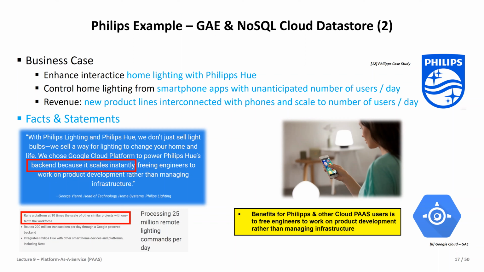This is there. On the other hand, you see Philips Hue is very popular. Does someone maybe have some of these devices at home? Usually it's the case. So basically they are everywhere these days. And it's very convenient to change the type of light and so on. And of course, they experimented with many different products before. You see 10 times the scale of other similar products, and with 1/10 of the workforce, right?